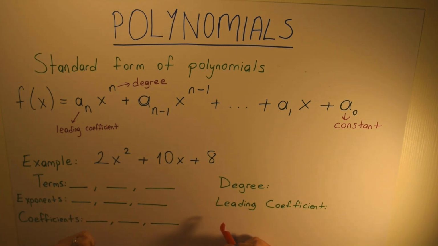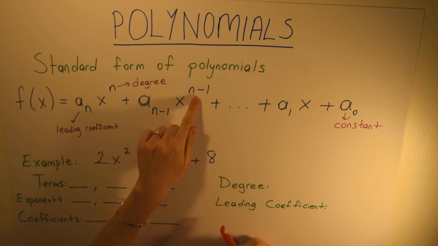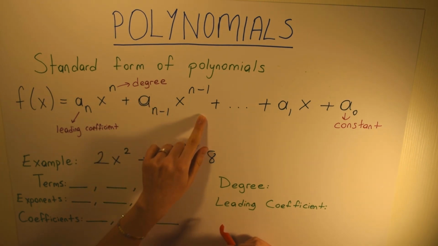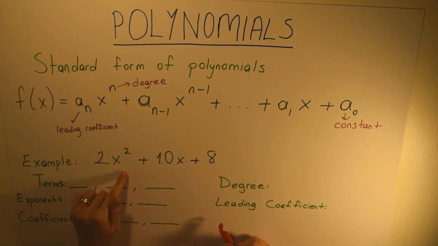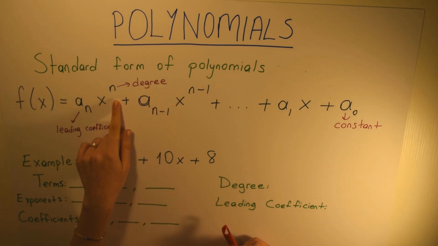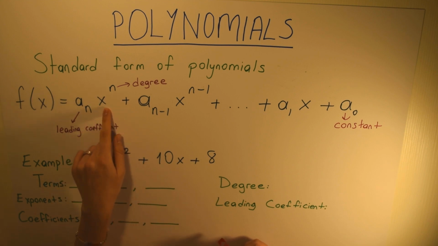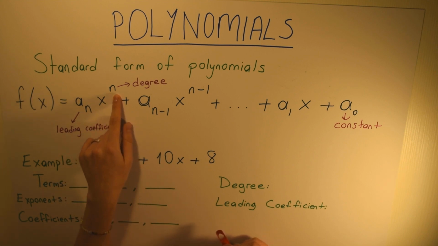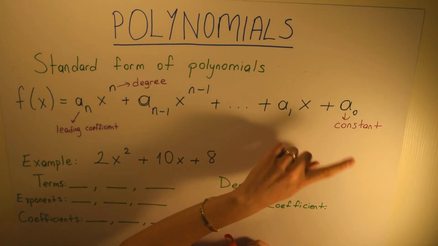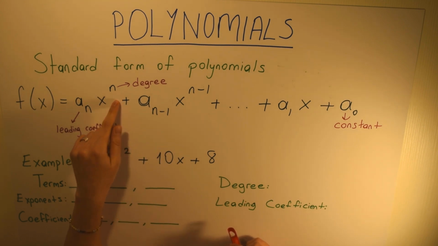But we have to be careful with the exponents here. Why? Because these exponents have to be equal to or greater than 0. They cannot be less than 0, okay? We have to be careful with this. And here we have degree. Degree is the biggest exponent in your function, which is here, as you can see, x to the power of n has the biggest exponent, because this one has n minus 1, n minus 2, it goes like that. So here n is our degree.